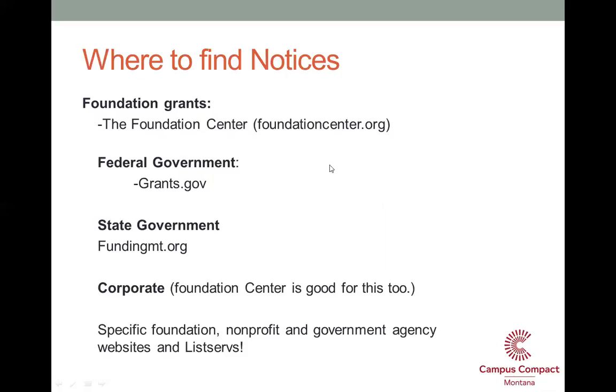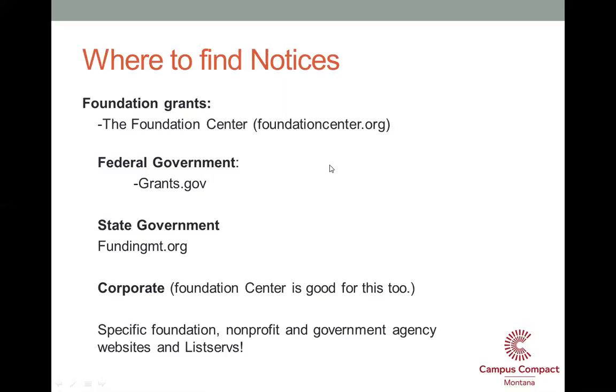Grants.gov is the clearinghouse for the federal government and has, I think, by statute, all federal agencies are required to post their notices of funding on grants.gov. And so it is a huge database of different funding sources from every federal agency that you can think of. State government has a website here in Montana called fundingmt.org that does a similar function as grants.gov, where it kind of collects all of the different state agencies' notices of funding and puts them in a single place.